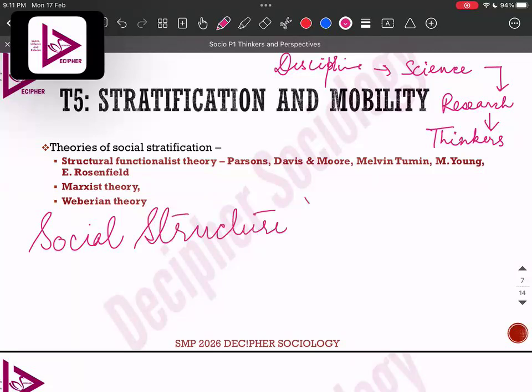Have you heard this term? What is social structure? What is structure? You can tell a layperson's definition.